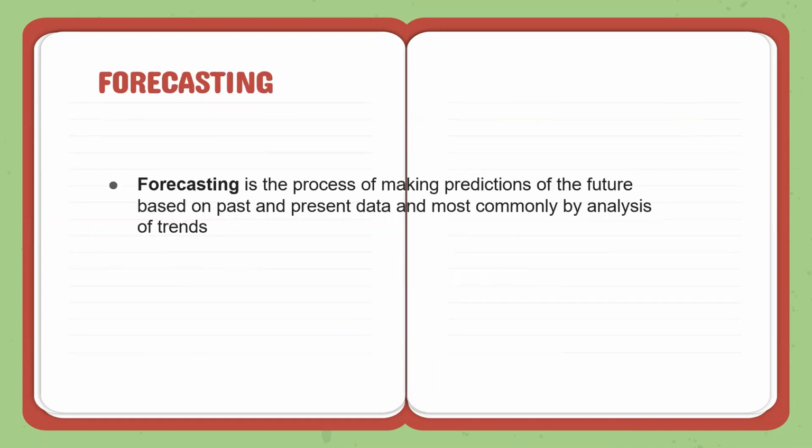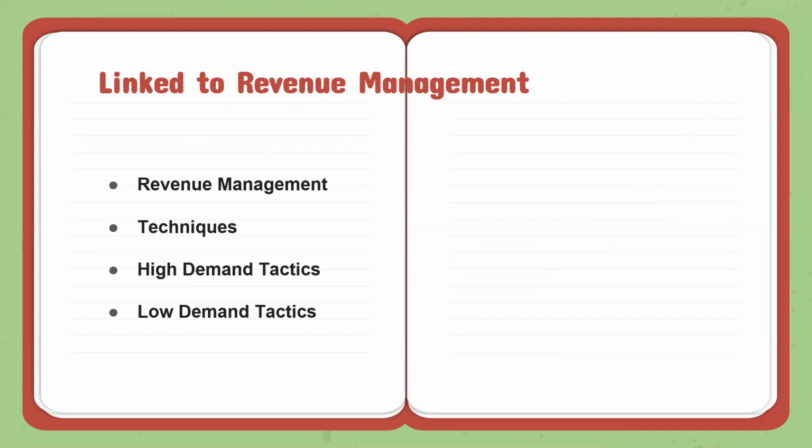So forecasting, we finally said, is the process of making predictions of the future based on past and present data, and most importantly by analysis of trends. So you have to have your ear to the ground. You have to know what's happening in and around for you to be able to forecast. You can't just sit with your records and books and data. You also need to know what's happening around. Very importantly, it's linked to revenue management. We already spoke about it, so you must look up revenue management studies and videos.